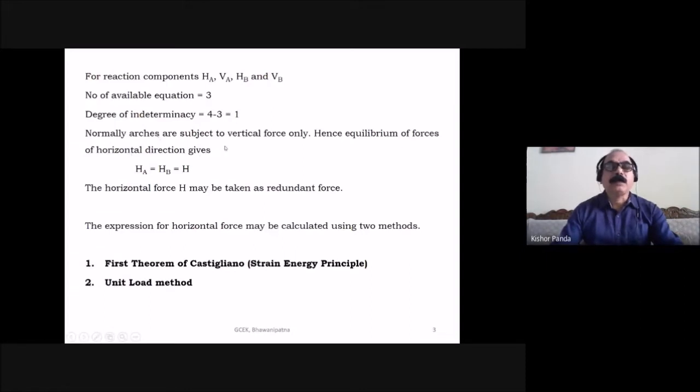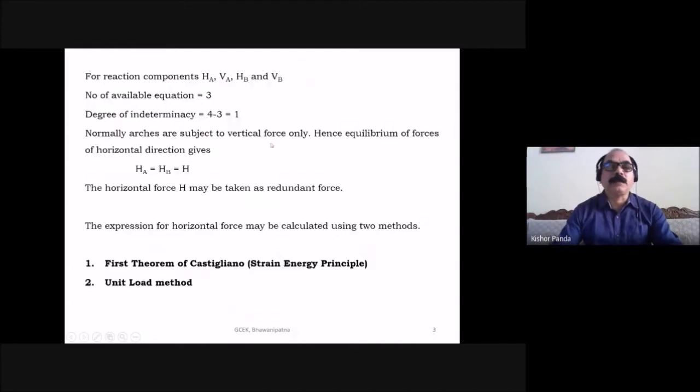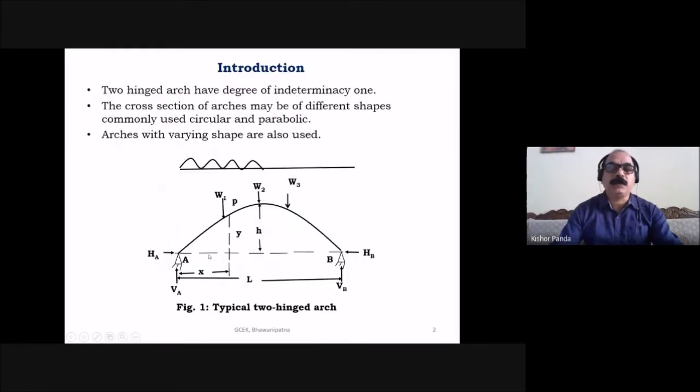Normally arches are subject to vertical force only. Hence equilibrium of forces in the horizontal direction gives HA equal to HB equal to H, because there is only vertical force acting on the arch. The horizontal force H may be taken as a redundant force. So HA equal to HB equal to H is generally taken as the redundant force.